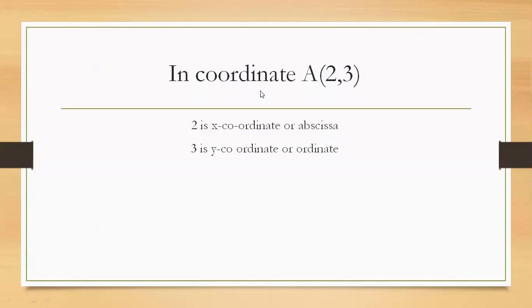In the coordinate, look, the name of the point is given, A. Okay. And 2, 3, we have to put them in a small bracket. And these 2 values will be separated by a comma. Compulsorily we have to put the comma. And this first value is known as the x coordinate. 2 is the x coordinate, or we can also call it abscissa. And this 3 is the y coordinate, and we can also call it the ordinate.